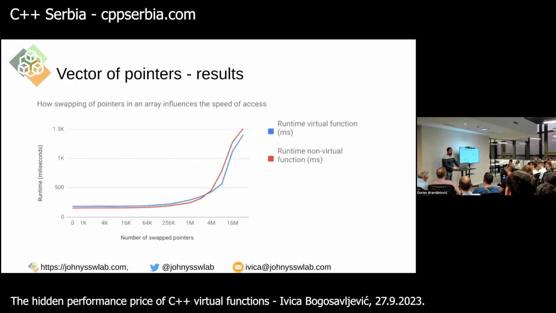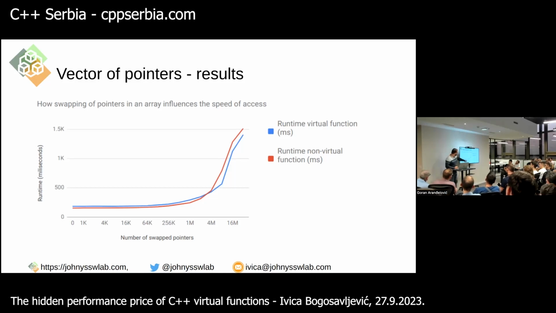Okay, so here are the results. I had 20 million objects, and you see 0, 1, 4, 16, 64, 256K. And you see from 0 to 256K doesn't change a lot. But then as you increase the number of shuffled pointers, it gets really bad. It gets from about 200 milliseconds to 1,500 milliseconds. So it's a slowdown of about 6 times.